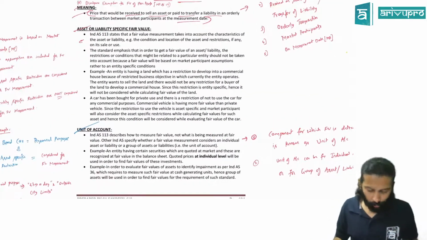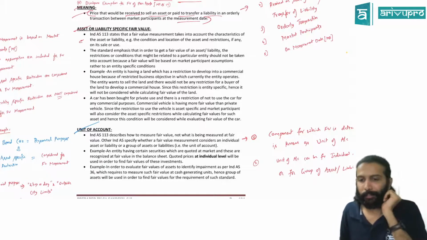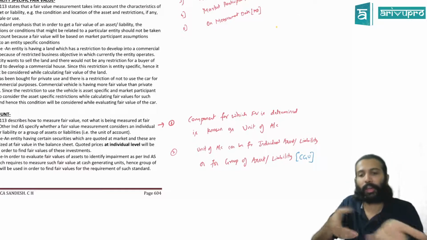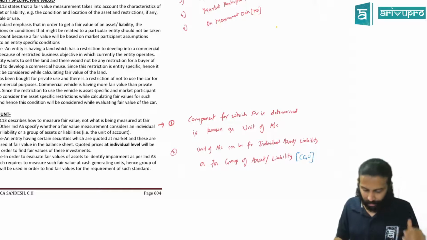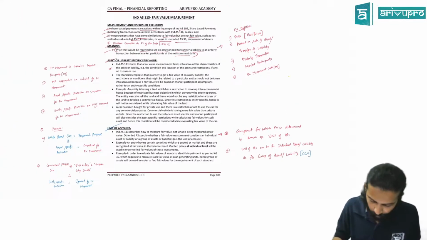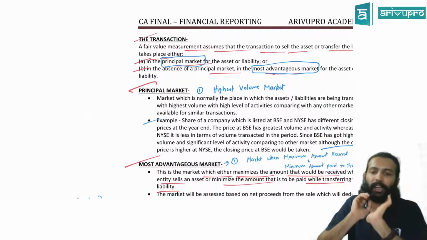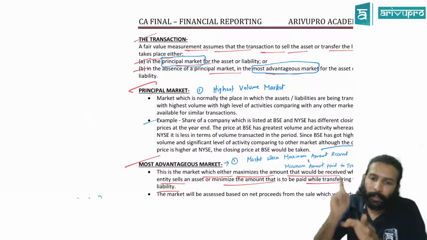Then we went to unit of account. Unit of account means for what component are we finding the fair value? Whichever component you're finding the fair value for, that we refer to as unit of account. Unit of account can be an individual asset or liability, or it could be a group of assets or liabilities in case of cash generating units. Correct? No? Okay. Next we learned the transaction. IND AS 113 assumes that this particular transaction will take place in the principal market.